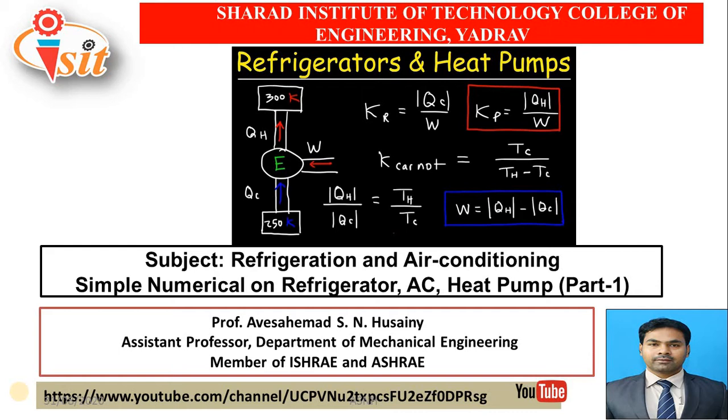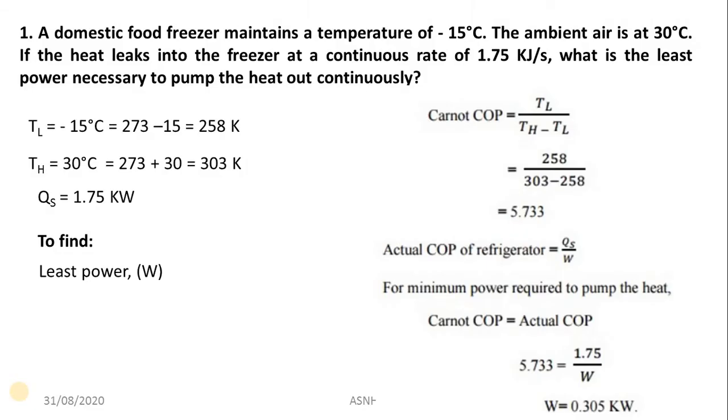The main difference between a refrigerator and a heat pump is that refrigerators are mostly used to keep the temperature below the surrounding atmosphere in a closed cabinet. In a heat pump, we can increase the temperature as compared with the surroundings. So for heating purposes we use a heat pump, and for cooling purposes we generally use an air conditioner as well as a refrigerator for closed spaces. Okay, so let us start with the first numerical.